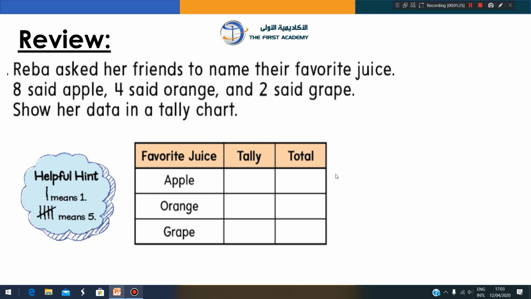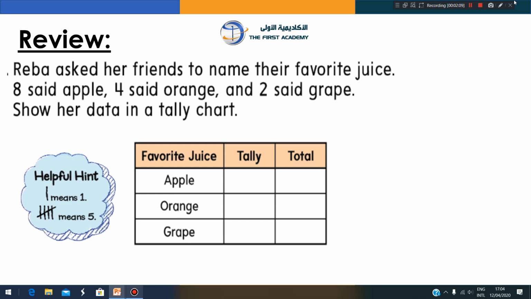Now, let's review our previous topic, which was about tally charts, about surveys. We have some information that we need to use so that we can complete this chart. So let's review and read this problem. Reba asked her friends to name their favorite juice. 8 said apple, 4 said orange, and 2 said grape. Show her data in a tally chart. So let's remember the tally. 1 stick means 1. And if you have 5, you place them in this manner and it means 5.